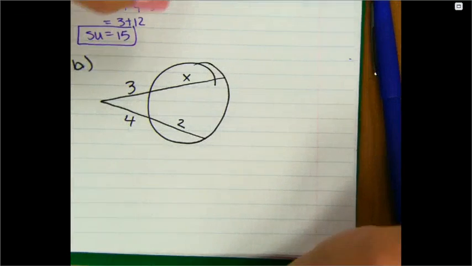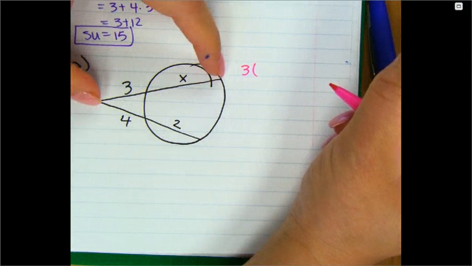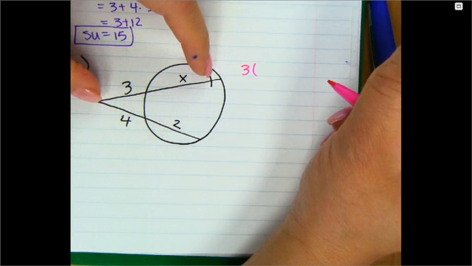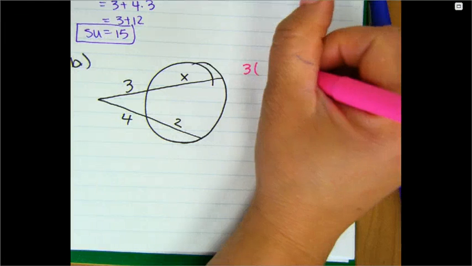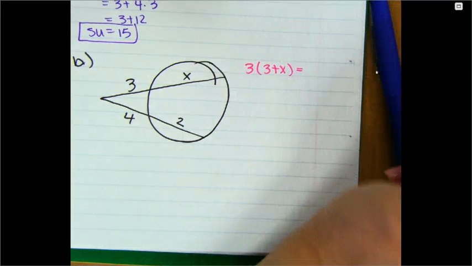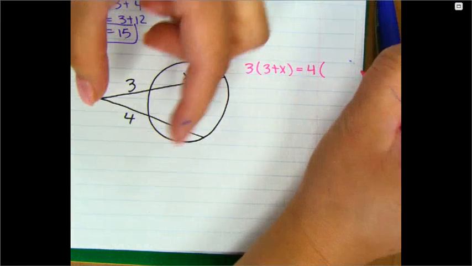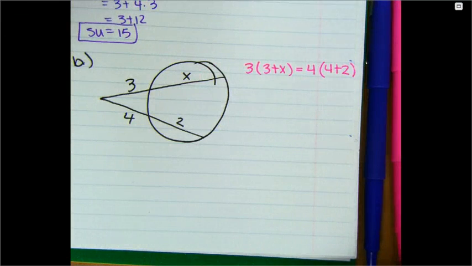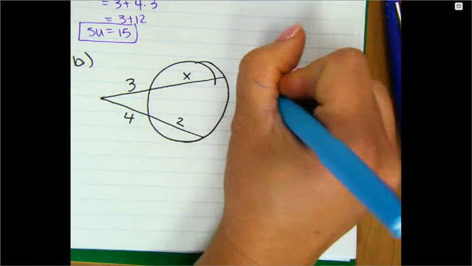Here we go. It is the piece times the whole thing. What's the whole thing? 3x is incorrect. It's 3 plus x. The piece, which is 4, times the whole thing, which is 4 plus 2. That's 6 over there, times 4 equals 3 times 3 plus x.